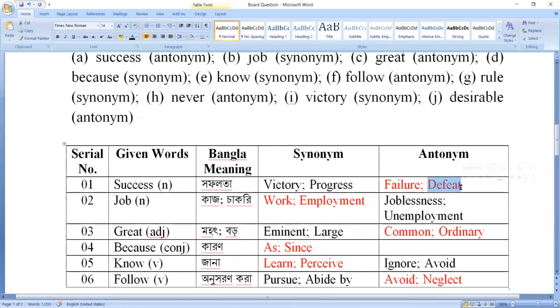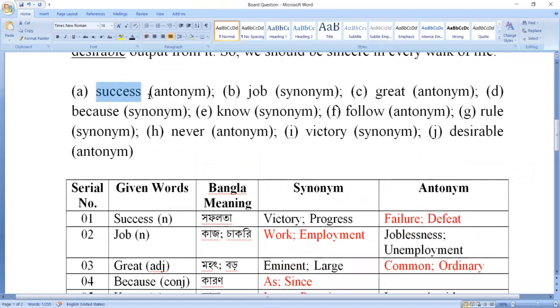So the antonym of success is failure or defeat. You write down only one word. Okay, you don't need to write down the word success or antonym or anything. Just write down the answer, that is either failure or defeat. There are so many words which may be the antonym of the word success, but whatever comes to your mind, you have to write it. And at the same time you have to remember the correct spelling.